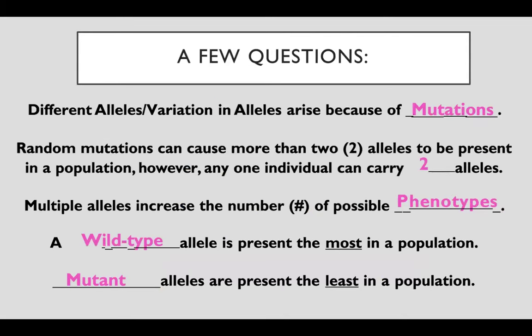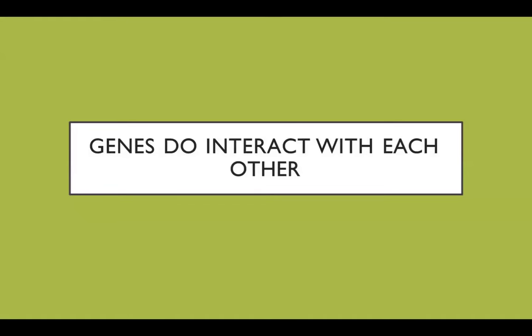So different alleles and variations can arise due to mutations. Once again, as mentioned before, any one individual carries 2 alleles. The multiple alleles increase the number of possible phenotypes. A wild type allele is present the most in the population, so wild type is what's considered normal, and mutant alleles are present the least in the population.